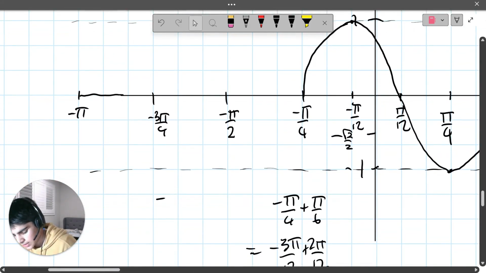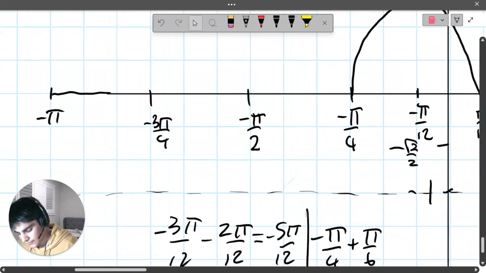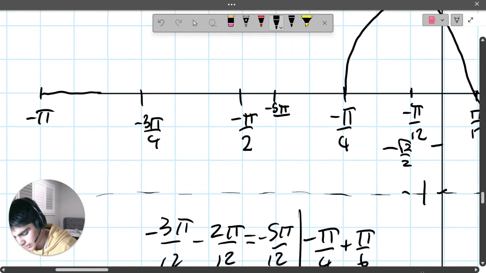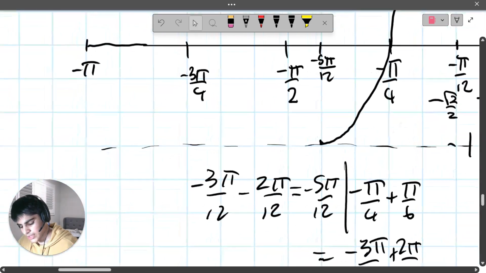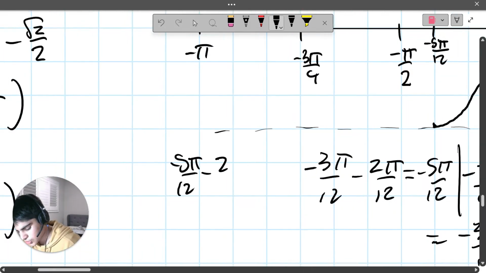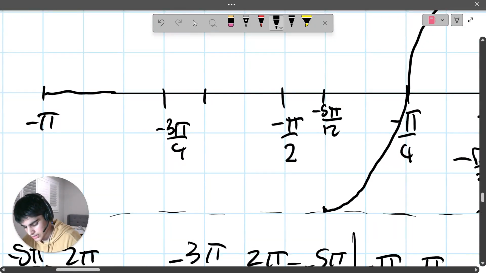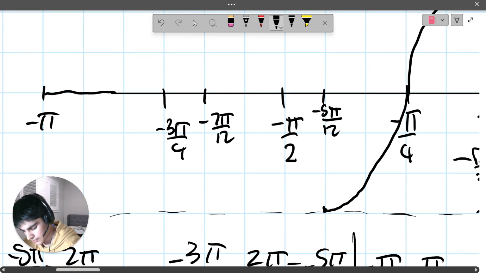Negative pi on 4, which is negative 3 pi on 12, minus 2 pi on 12, equals negative 5 pi on 12. Negative 5 pi on 12 lies here. So let's move this here. Negative 5 pi on 12 minus 2 pi on 12 equals negative 7 pi on 12. Negative 7 pi on 12 is approximately here.